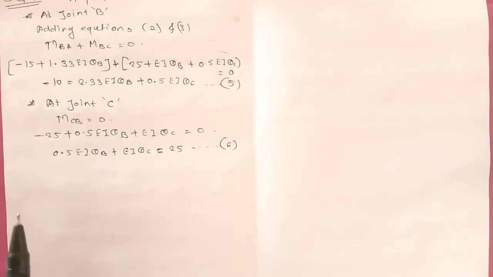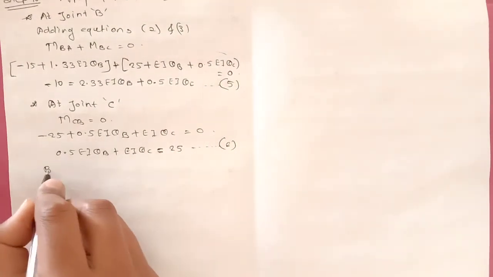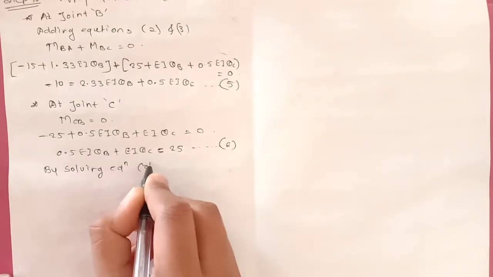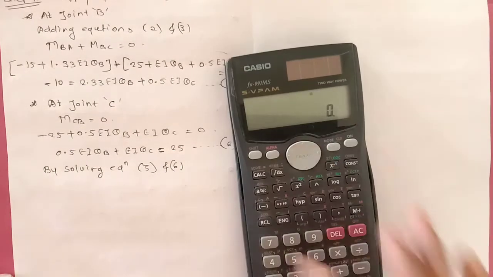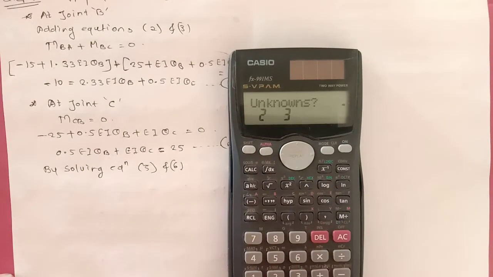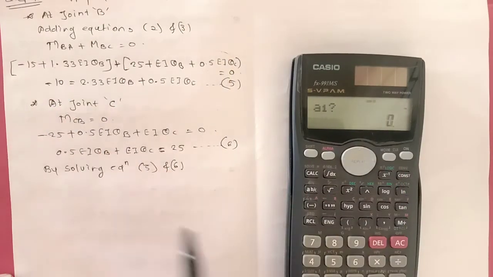Then next, solve equations number 5 and 6, so we get the values of theta B and theta C. So here, by solving equations 5 and 6, we get the theta B and theta C values. So in the calculator, here equation 1, unknown is 2. So here A is 2.33, is equal to 0.5, is equal to minus 10.